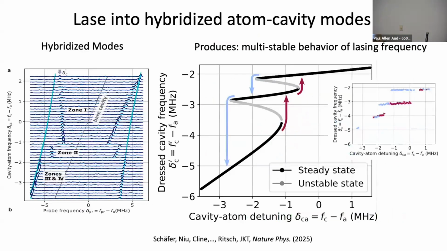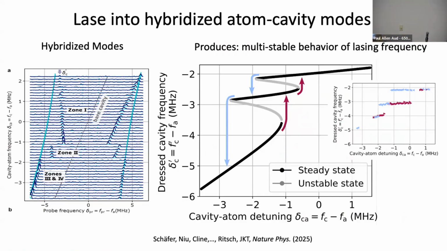One of the things I don't want to go into in a lot of detail, but what was fascinating to us, is that if we scan the bare cavity resonance frequency by changing the voltage on the piezo, we would see that the lasing frequency, while this is changing by many megahertz, is hardly changing at all, maybe 100 kilohertz. Why is it that the lasing frequency isn't changing when we change the cavity resonance frequency?